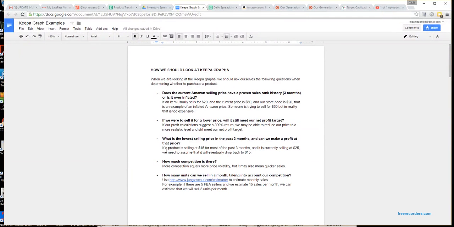And in this example that I've written here, if a product is selling for $15 for most of the past 3 months and is currently selling at $25, we need to assume that it will eventually drop back to $15, because that's what the data is telling us. The price history is telling us. So the price went up to $25. That's just more exception. So we need to look at the lowest price, and we need to determine whether we can sell at that price and make our target profit.